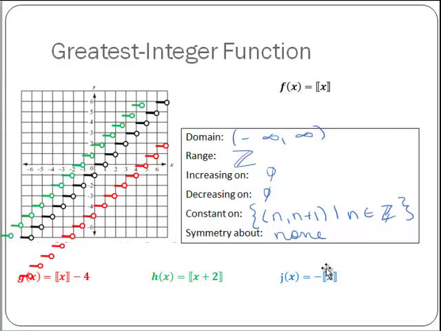Finally, if you put the negative in front of the function, it's going to reflect it over the x-axis. And if it reflects over the x-axis, it looks something like this.